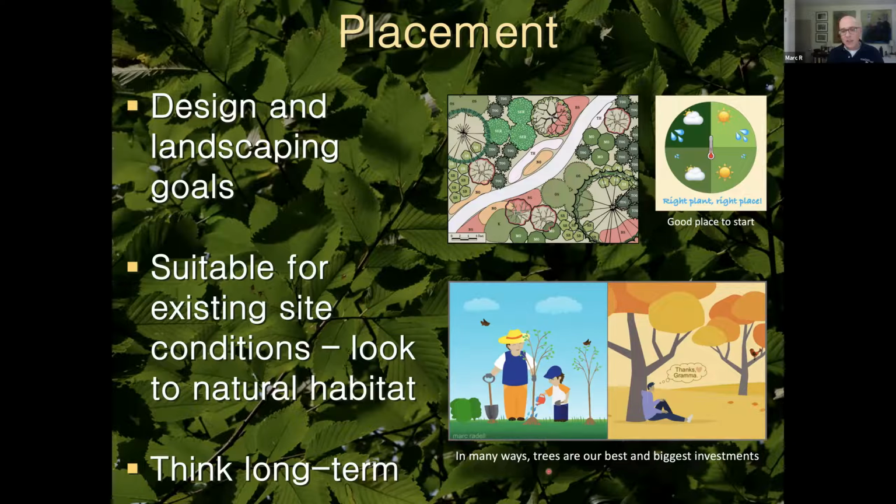In many ways, trees are our best and biggest investments because they last so long. They're so big. They're also hard to move. So I want to make sure that once you plant it, people put more thought into what they're going to wear that summer, as opposed to a tree that could last for hundreds of years. So put the thought into selecting your tree and siting it properly.